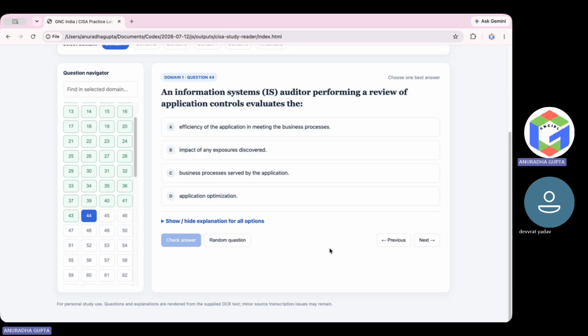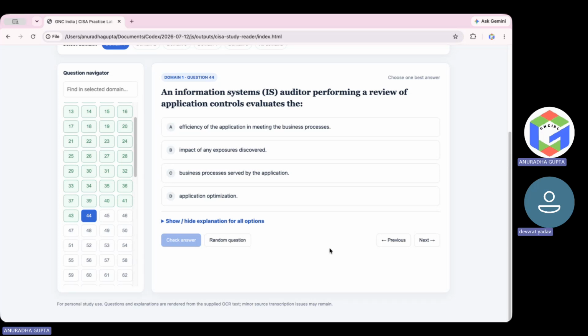Any doubt in this? Any kind of doubt, we can discuss. If in future I get this kind of question, I will still choose efficiency, this first option only. That is the issue. What is the rationale? That is what I want to try to understand.